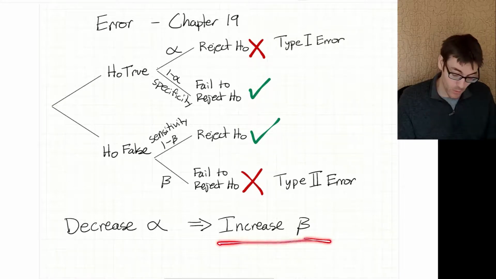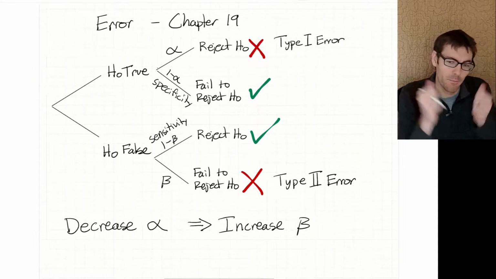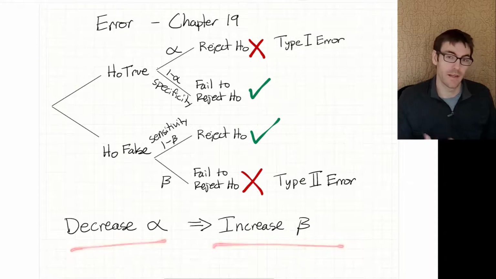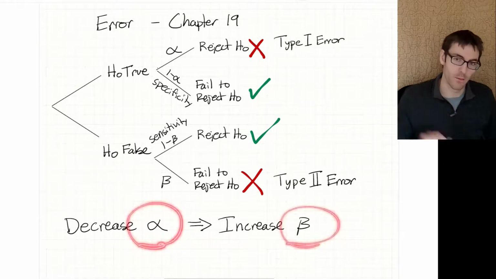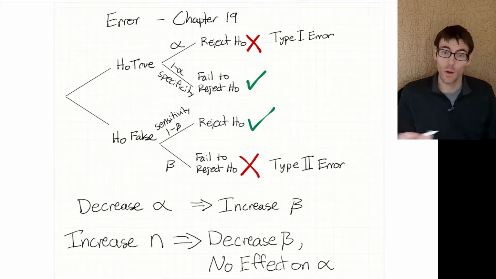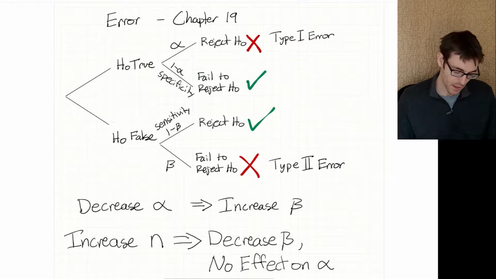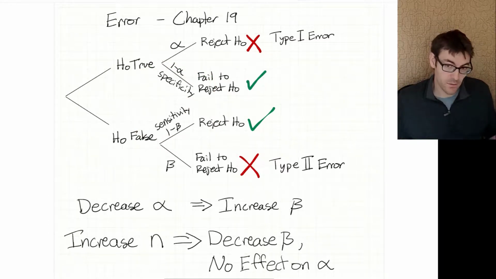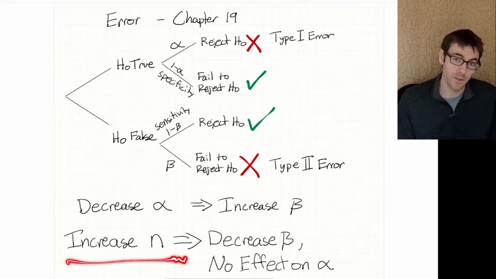Again, more things go into beta itself, namely how far apart are the properties we're trying to distinguish, but this is certainly a trend that happens. Again, we choose alpha, beta is a little bit more complicated. So while there is a trade-off between this specificity and sensitivity, there are some things that we can do to make this test just better in general, and that really boils down to increasing our sample size.